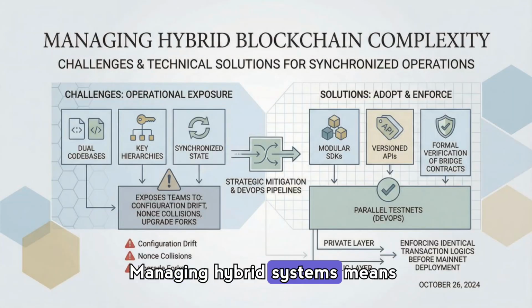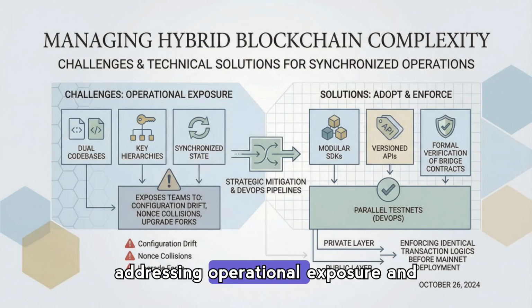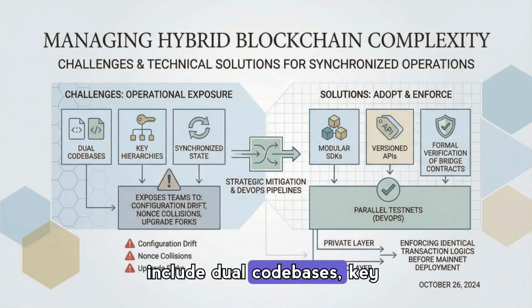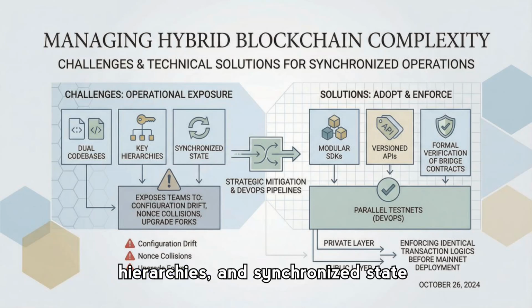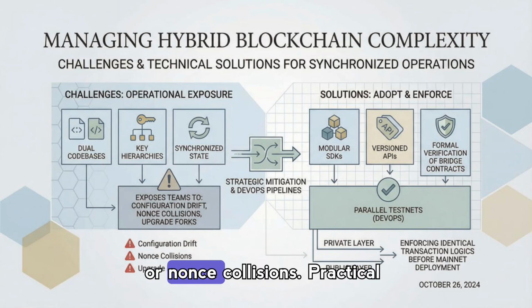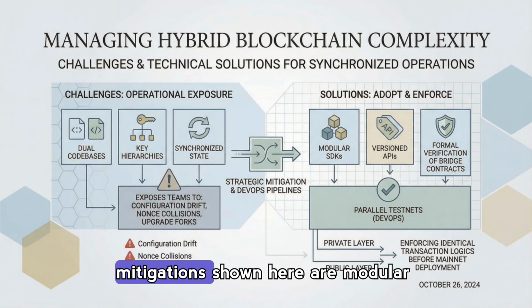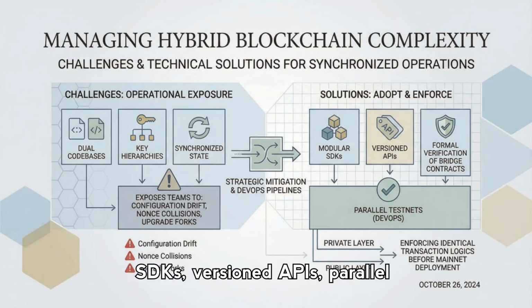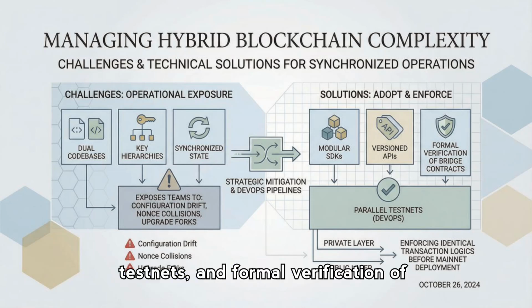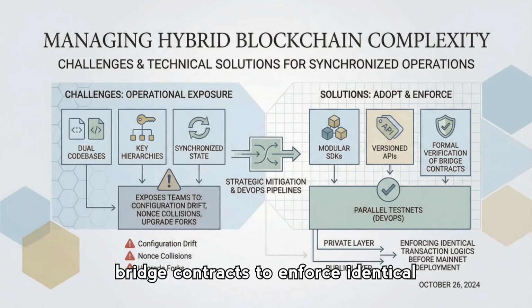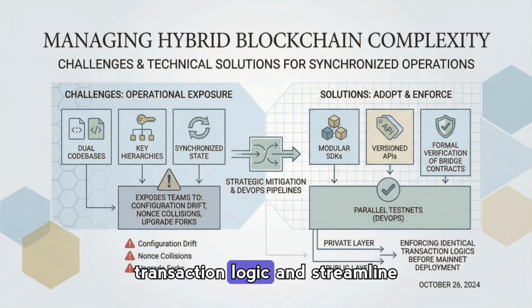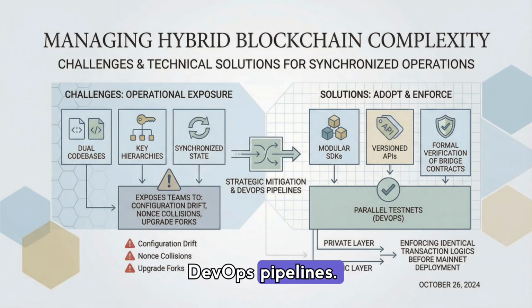Managing hybrid systems means addressing operational exposure and technical complexity. Challenges include dual code bases, key hierarchies, and synchronized state that can lead to configuration drift or nonce collisions. Practical mitigations shown here are modular SDKs, versioned APIs, parallel testnets, and formal verification of bridge contracts to enforce identical transaction logic and streamline DevOps pipelines.